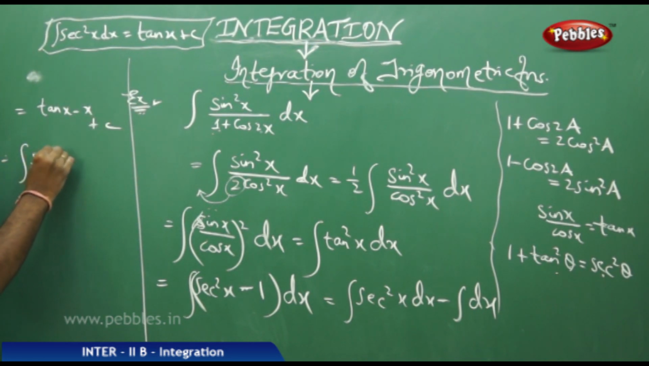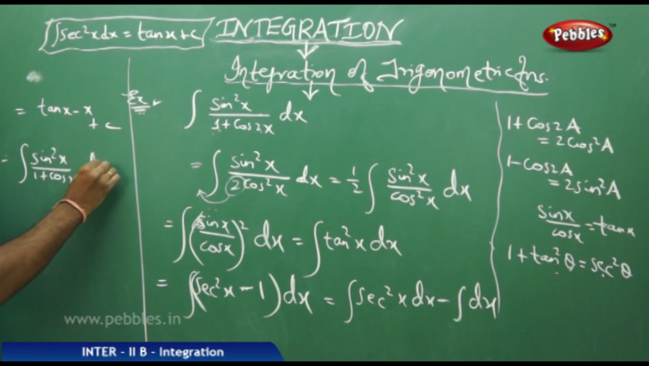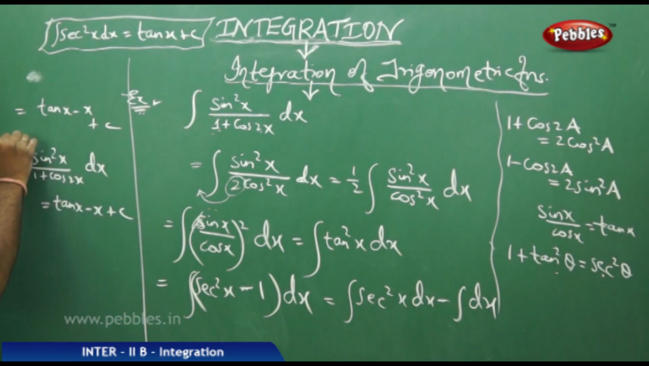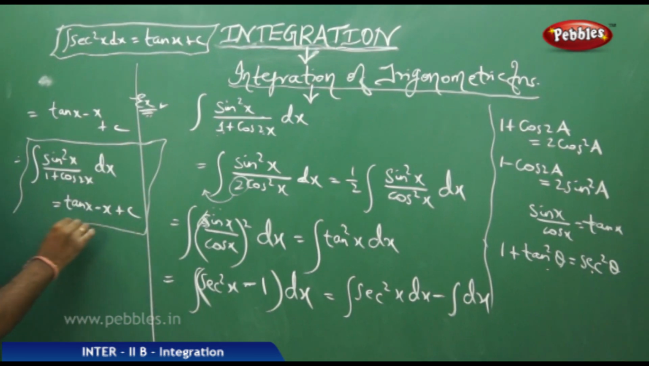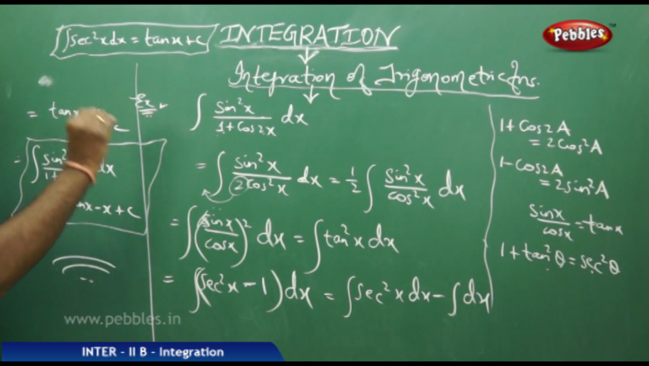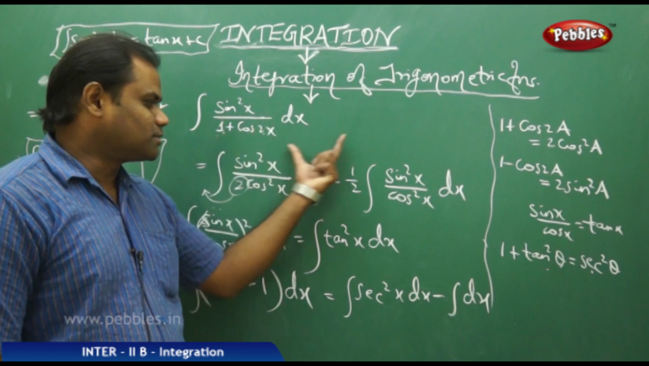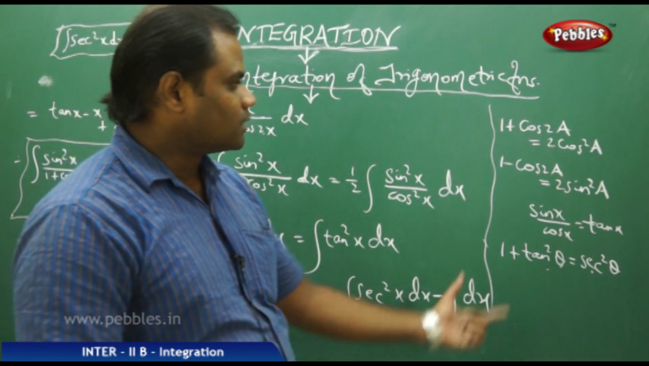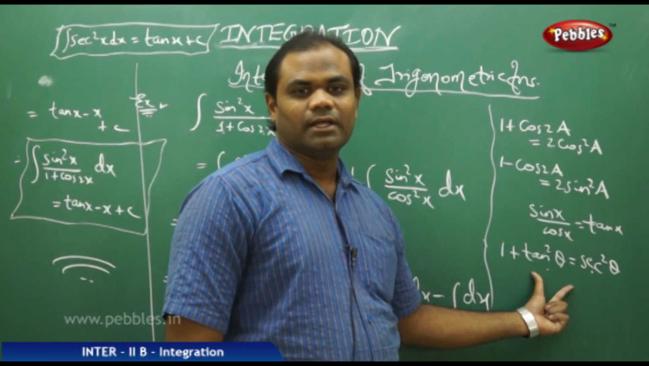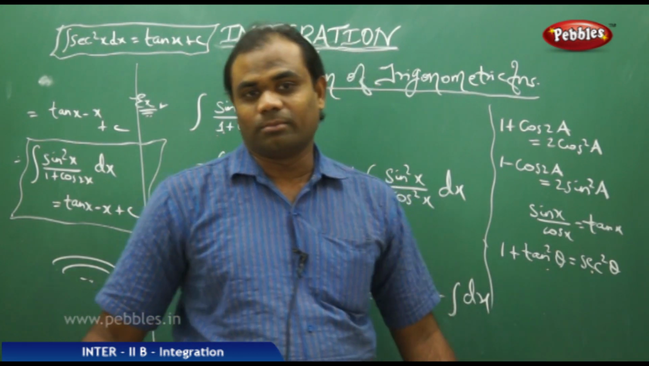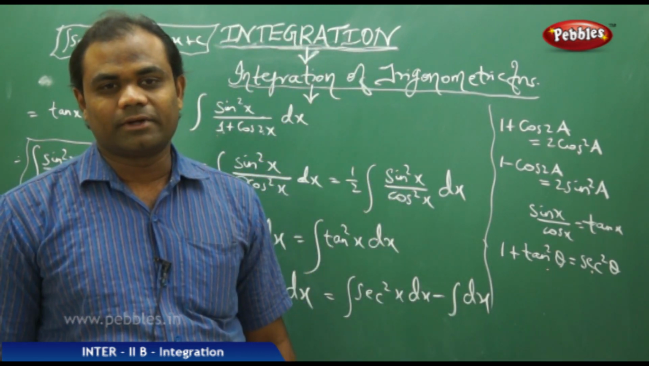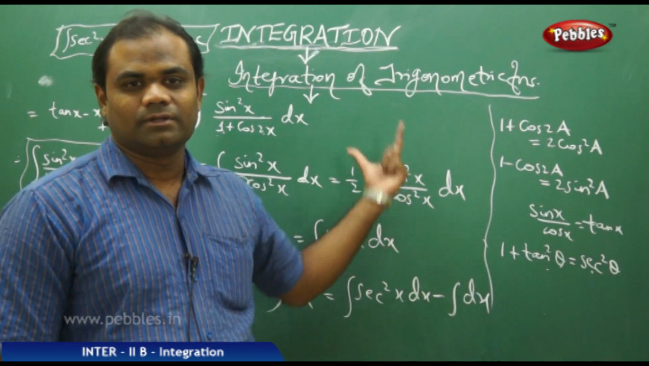Therefore, integral of sine squared x by 1 plus cos 2x dx is tan x minus x plus c. So this is how the trigonometric functions are integrated using the respective formulae we have in trigonometry. Trigonometric functions connected with integration.